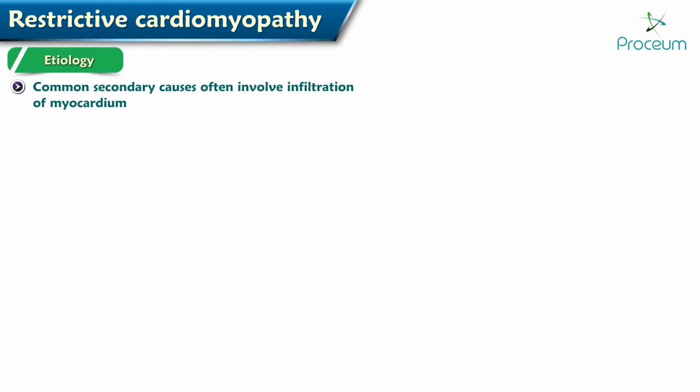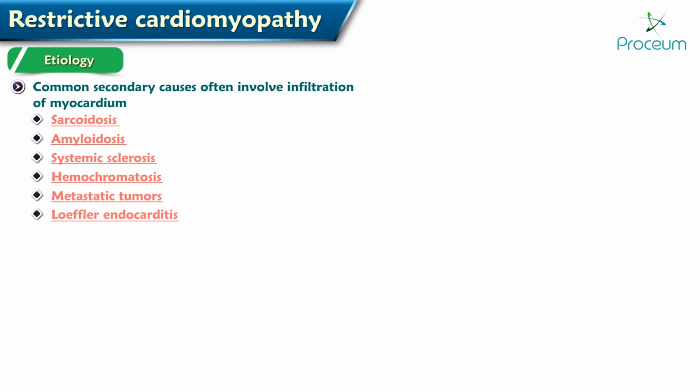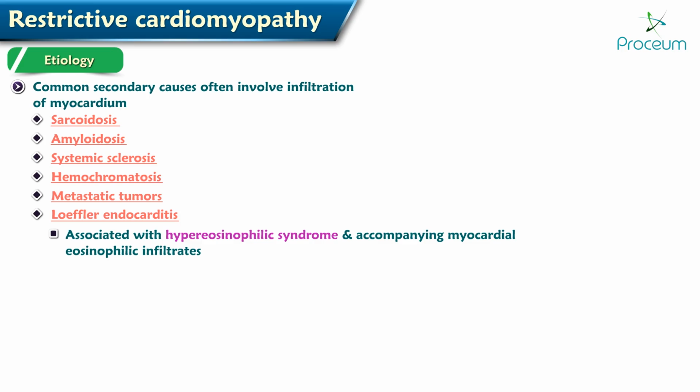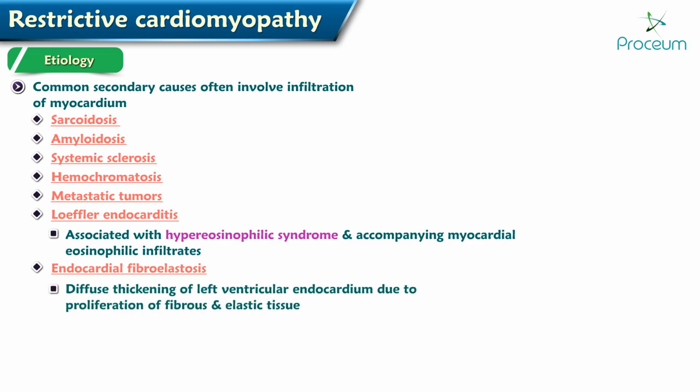Common secondary causes of restrictive cardiomyopathy often involve infiltration of the myocardium and include sarcoidosis, amyloidosis, systemic sclerosis, hemochromatosis, metastatic tumors, and Loeffler endocarditis, which is a form of restrictive cardiomyopathy that is associated with hypereosinophilic syndrome and accompanying myocardial eosinophilic infiltrates. Endocardial fibroelastosis is a rare condition characterized by diffuse thickening of the left ventricular endocardium due to proliferation of fibrous and elastic tissue. Most commonly, it occurs in the first 2 years of life.